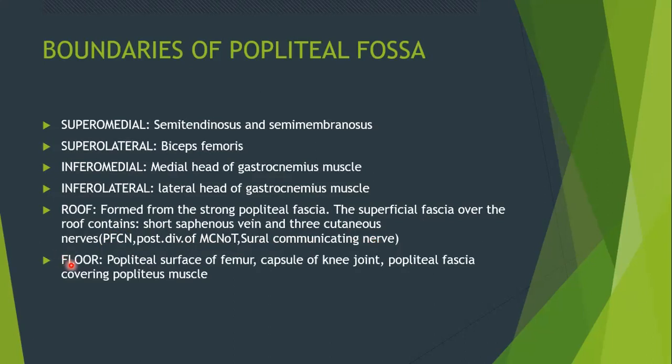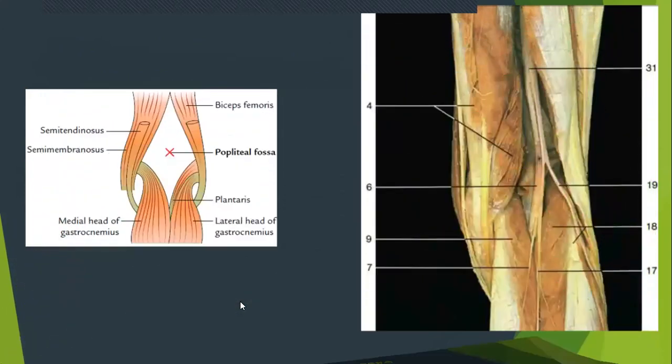The floor is formed by the following structures from above downwards. It is formed by the popliteal surface of femur, which is the most superior part of the floor, then the capsule of the knee joint, then the popliteal fascia over the popliteus muscle. So those are the boundaries. You find other texts calling the roof the posterior wall and the floor the anterior wall. That is also acceptable.